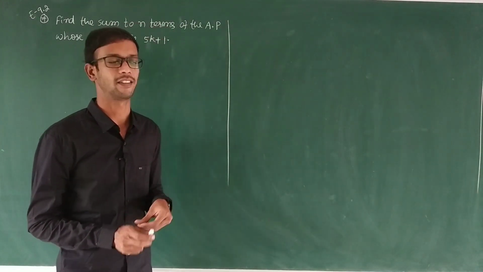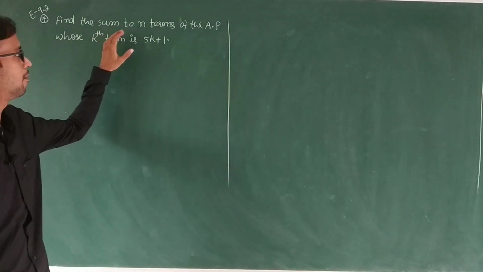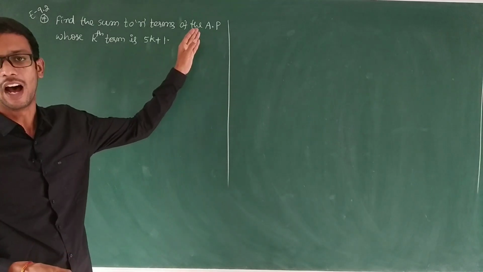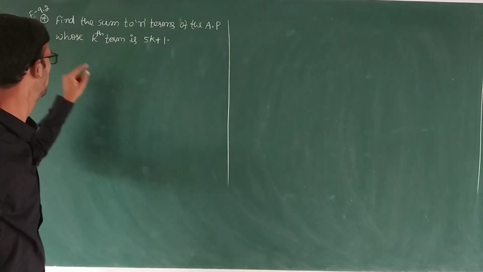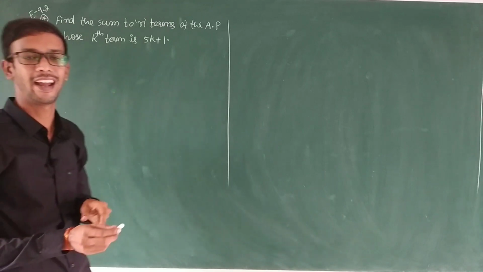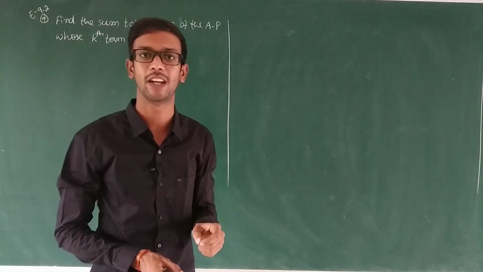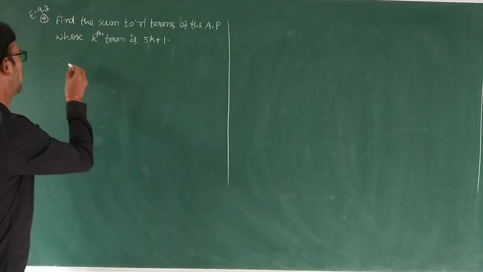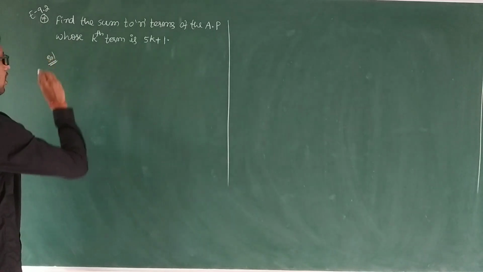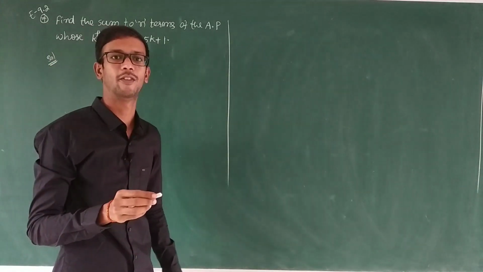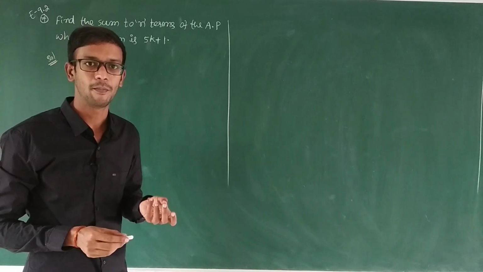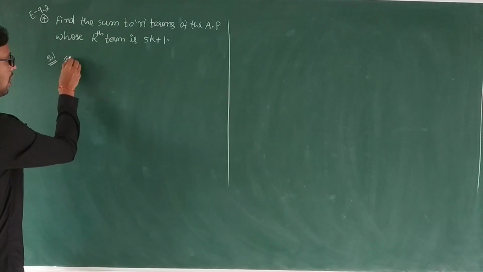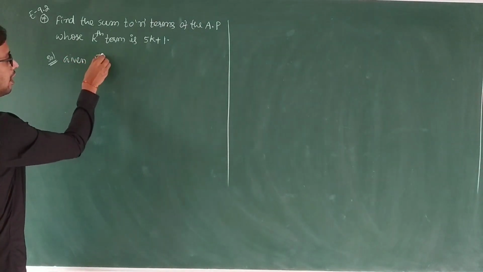Now, seventh problem in the exercise. Find the sum to n terms of an AP, arithmetic progression, whose kth term is given. To find the sum of n terms in an AP, we need the first term and the common difference. For that purpose, I write down the given kth term.